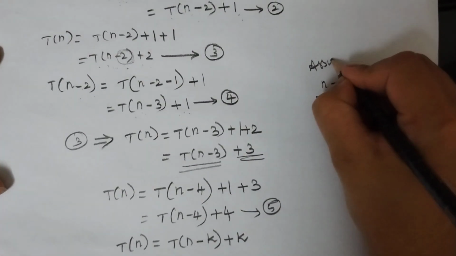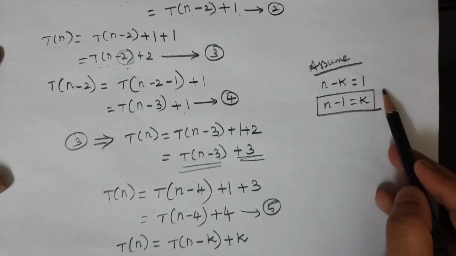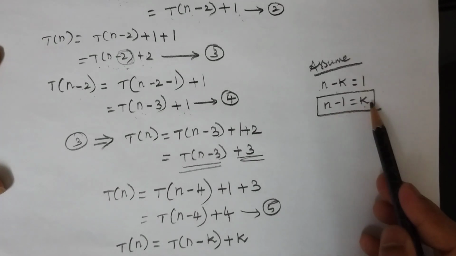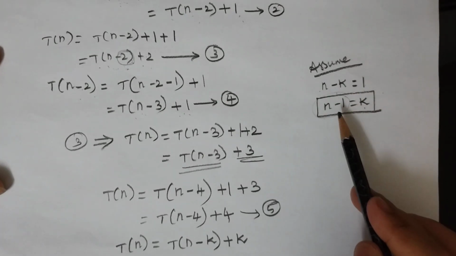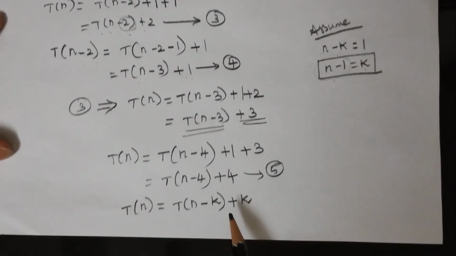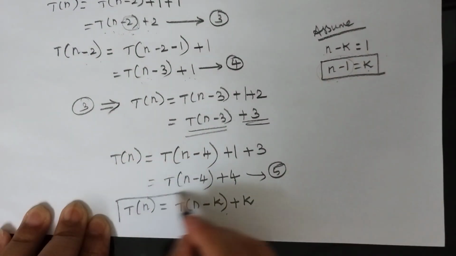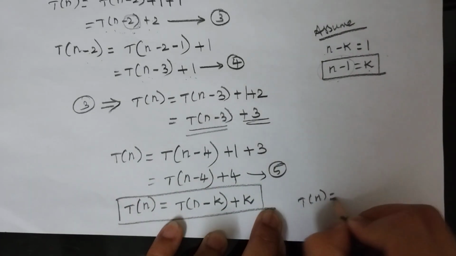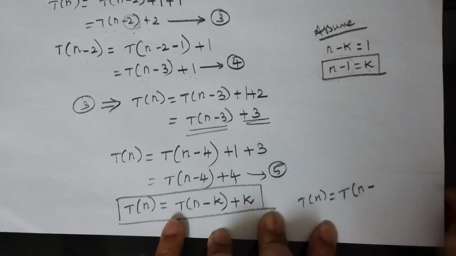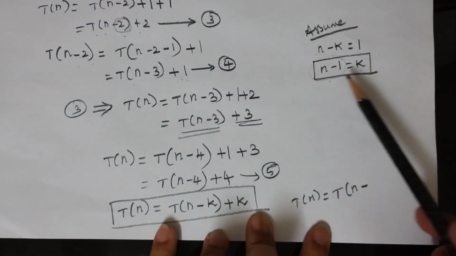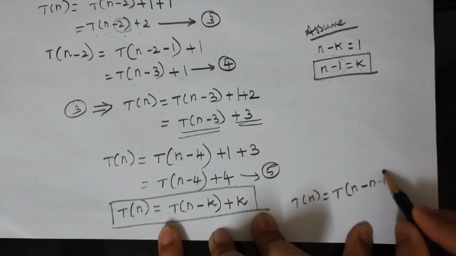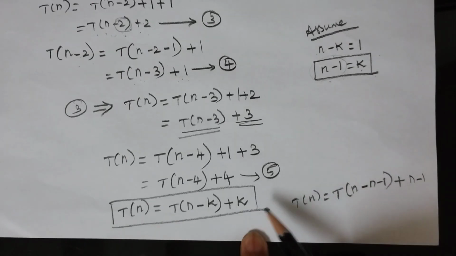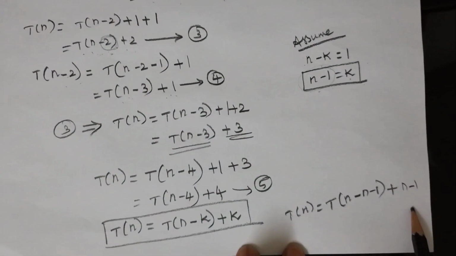Here I am assuming that n-k is equal to 1, in which case k is equal to n-1. Now I am going to substitute this n-1 for the constant k in the general equation which we derived. So T(n) is equal to T(n-(n-1)) plus, again n-1, because you have k here. Instead of k I am substituting n-1.